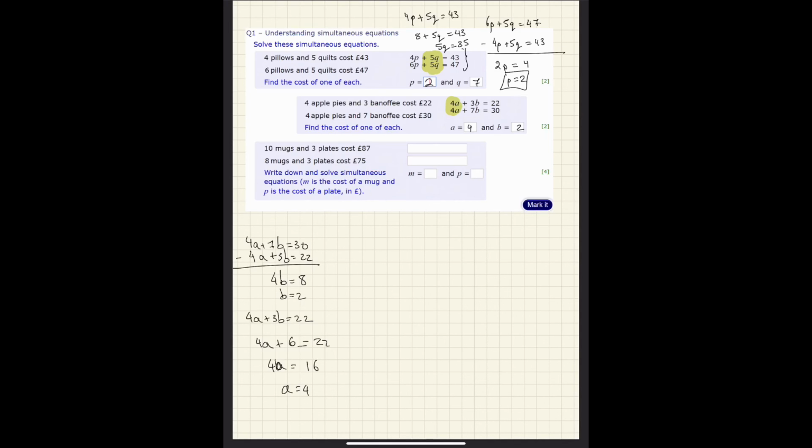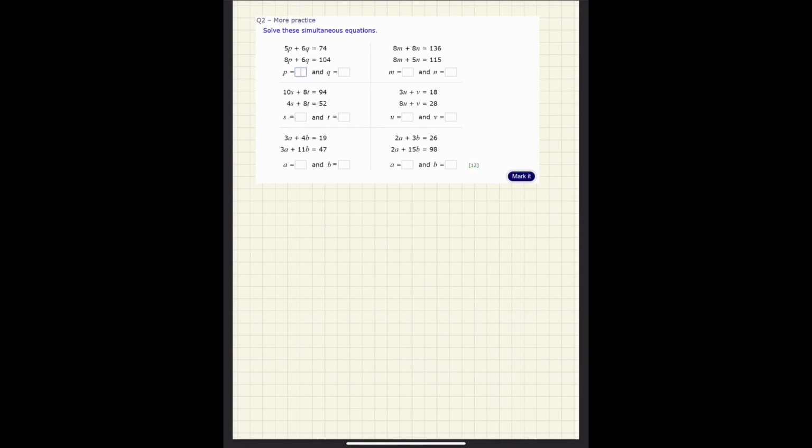10 mugs and 3 plates cost 87. So 10 mugs plus 3 plates equals 87, and 8 mugs plus 3 plates equals 75. Same amount of plates, so you do exactly the same thing, and you're trying to find what m and p will be equal to. Now you have more questions to practice. You can simply take it away. If this was 1 and this was 2, I would put the bigger one on top of the other one. Same again, 8m. I would simply take away one from the other.